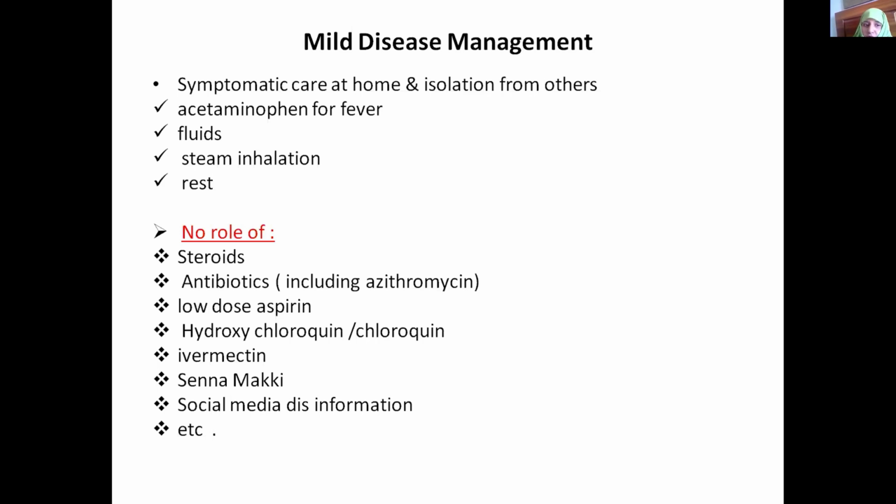There is no role of steroids, antibiotics, aspirin, hydroxychloroquine, chloroquine, ivermectin, sanamaki. Social media disinformation I added on purpose because this is the most damaging thing which is happening. People, when they just have a lab report saying they have COVID infection, start taking antibiotics, and this, that, and lasan and garlic and whatnot. You think of a concoction of stuff, and they are taking it, which is more harmful than the disease itself, right? So you have to limit yourself to just symptomatic home care, and patients usually recover.